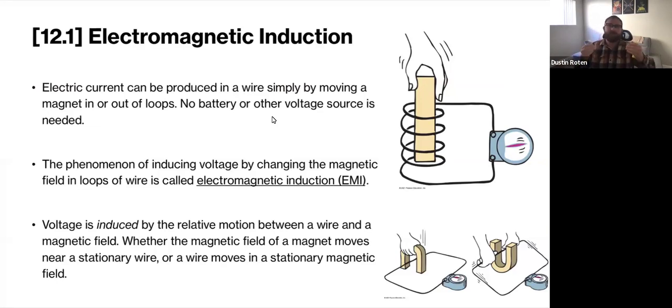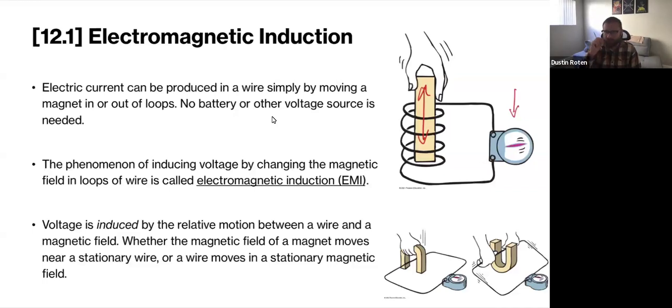Let's actually jump into electromagnetic induction. Electric current can be produced in a wire just by moving a magnet in or out of loops. So you don't need a battery or any other voltage source. This can just happen. If you go in and then stop, the current goes away. If you pull it back out and stop, the current goes away when the stop happens. But you can get a current and a voltage just by moving a magnet through a loop of wire.